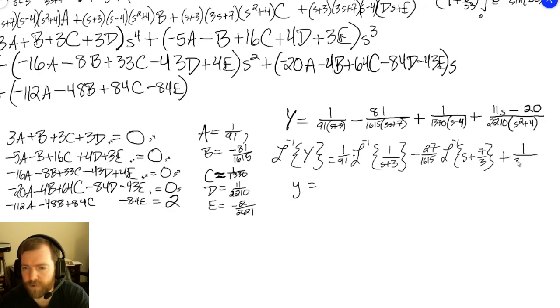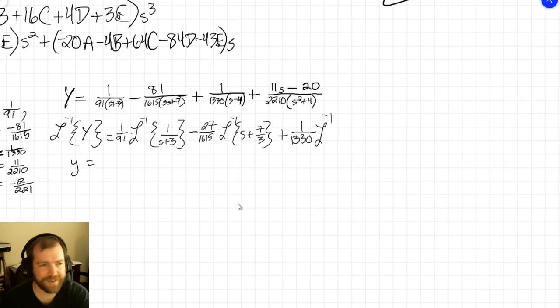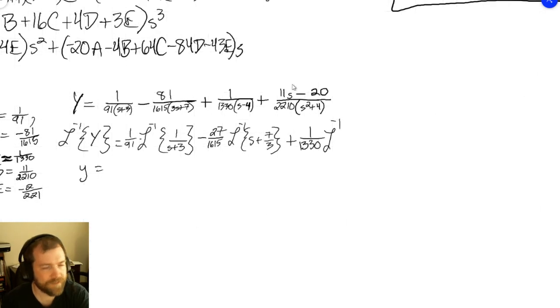Plus 1 over 1330 times the inverse Laplace of 1 over s minus 4. Technically I'm just going to do two steps here at once. We're going to divide here and divide here as two separate portions, separating on the negative up top.